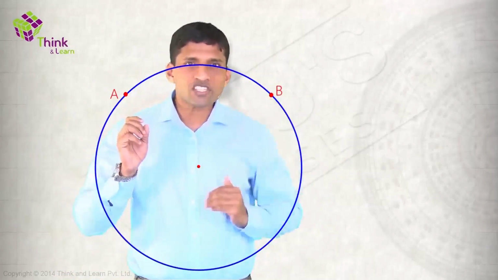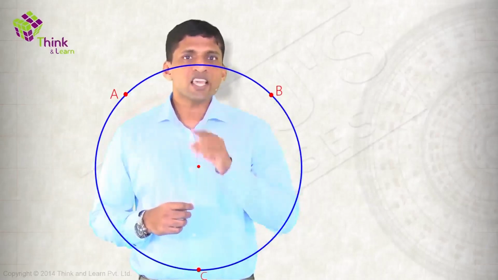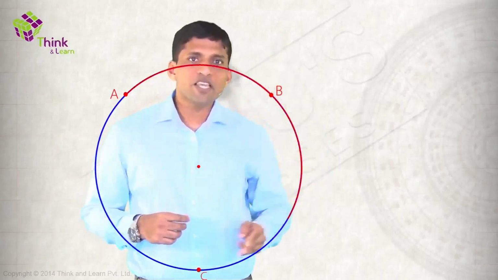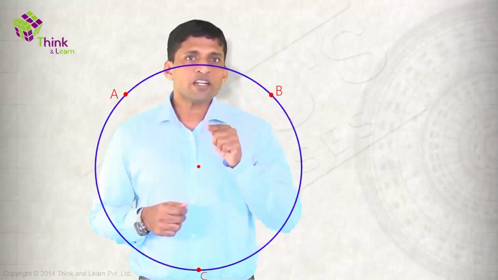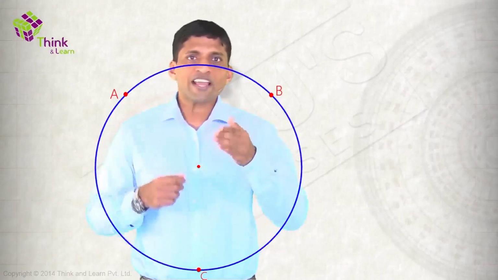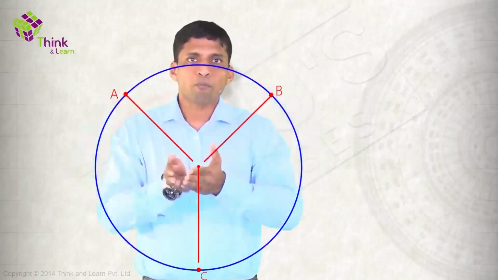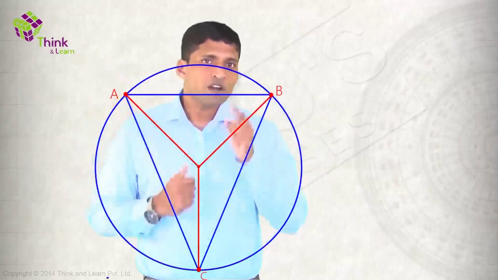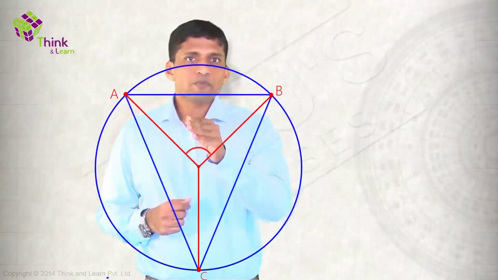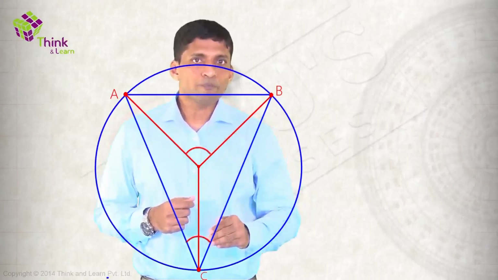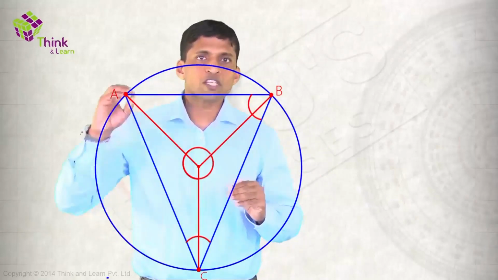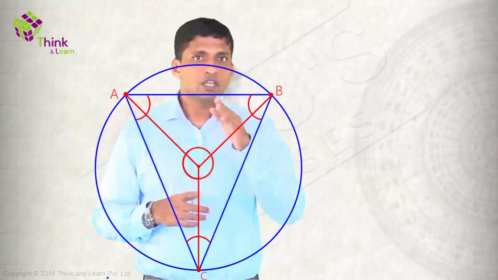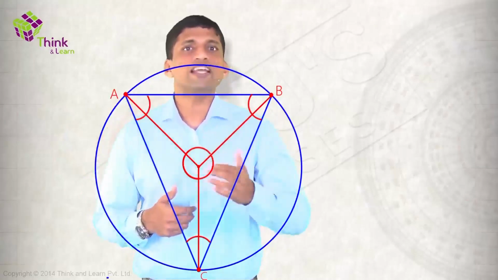I'll take a circle and take 3 points A, B and C. Now you can easily see that arc AB plus arc BC plus arc CA will complete the circle. Now if I join all the 3 points with the center, the angle subtended at the center to this angle, we'll get a 2 by 1 ratio. This angle to this angle also, we'll get a 2 by 1 ratio. This central angle to this particular angle also, we'll get a 2 by 1 ratio. So these are the 2 by 1 ratios which we have been dealing with.